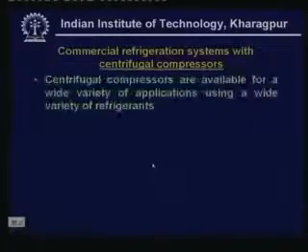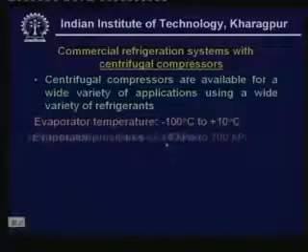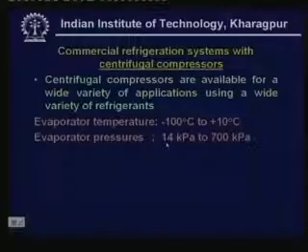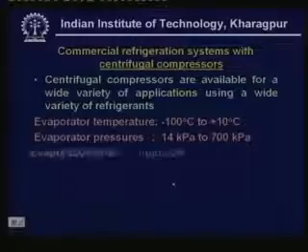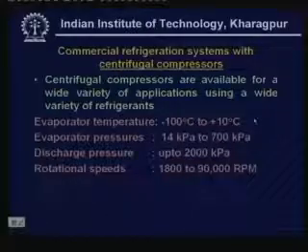Now let us briefly look at commercial refrigeration systems with centrifugal compressors. Centrifugal compressors are available for a wide variety of applications using a wide variety of refrigerants. Let me show some of the specifications of commercial machines. Normally systems are available for evaporator temperatures varying from -100 degrees to +10 degrees centigrade, a very large variation, and for evaporator pressures varying from 14 kilopascals to about 700 kilopascals, and the discharge pressures can vary up to 2000 kilopascals, and the rotational speeds can vary anywhere between 1800 rpm to 90,000 rpm.